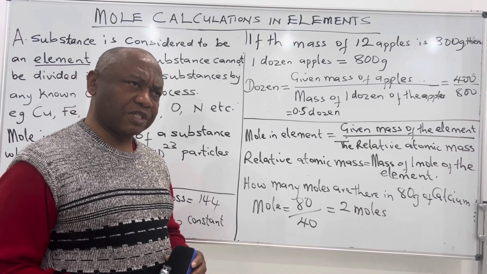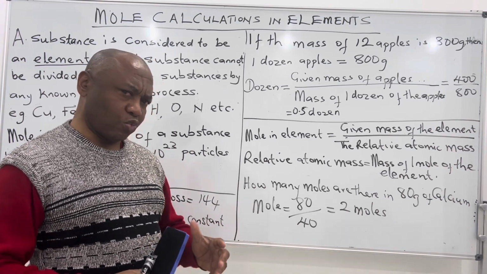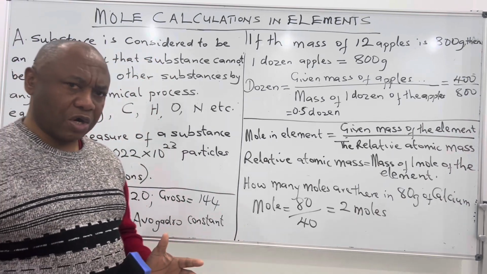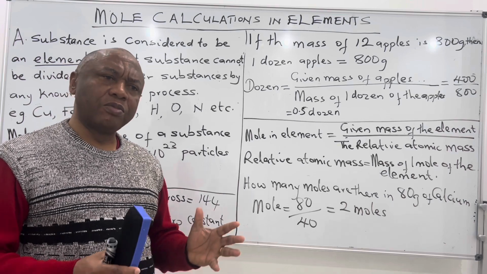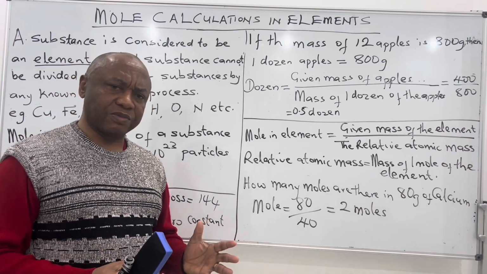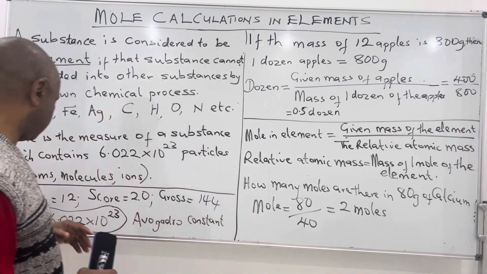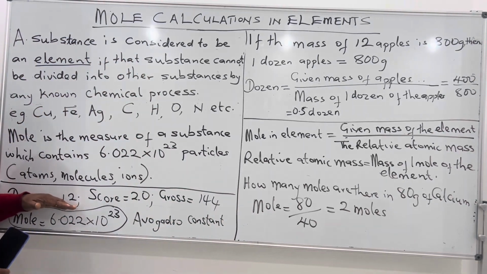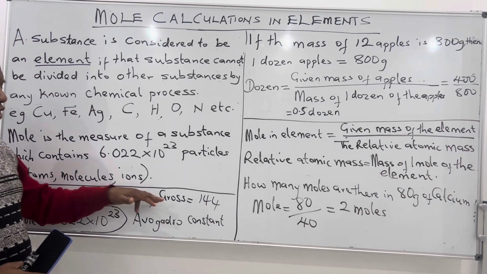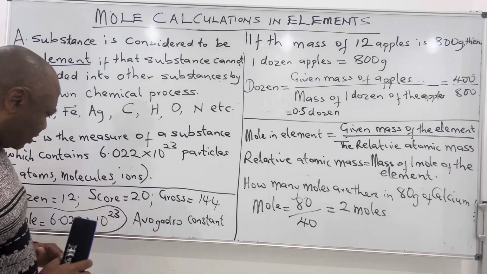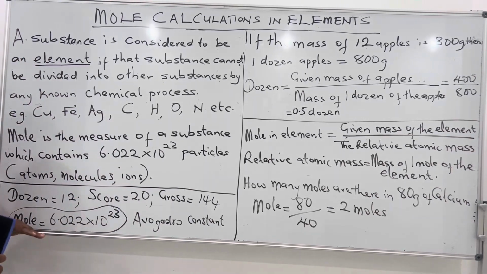In order to understand what mole is and how to work with it, it may be necessary to recall some numbers of items that have been given special names. Dozen is 12, score is 20, gross is 144. In that sense, can we say that mole is 6.022 times 10 raised to power 23?